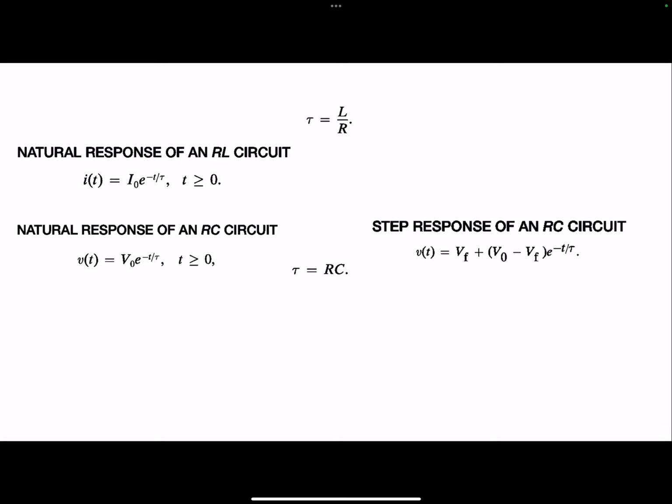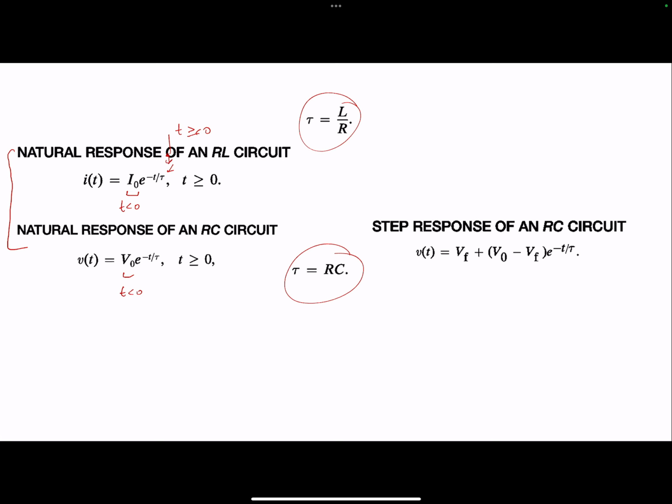Here's really the summary of whatever we talked about, and I hope this should be very easy to remember. In order to solve for the natural responses, all you need to remember is that you need to solve for I naught and V naught for t less than 0. You need to find the time constants L over R and RC by finding the equivalent resistances and the inductor and capacitor values. Of course, find the tau for t greater than or equal to 0, and then put the values back into the inductor current and capacitor voltage equations.